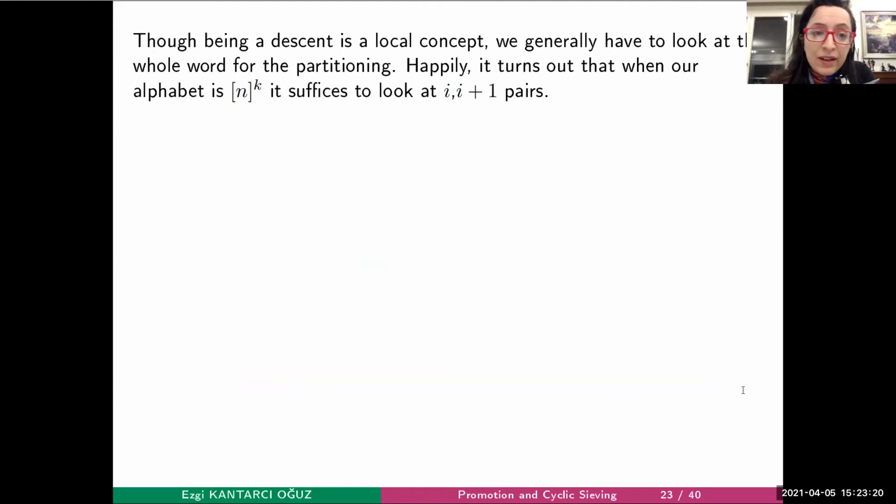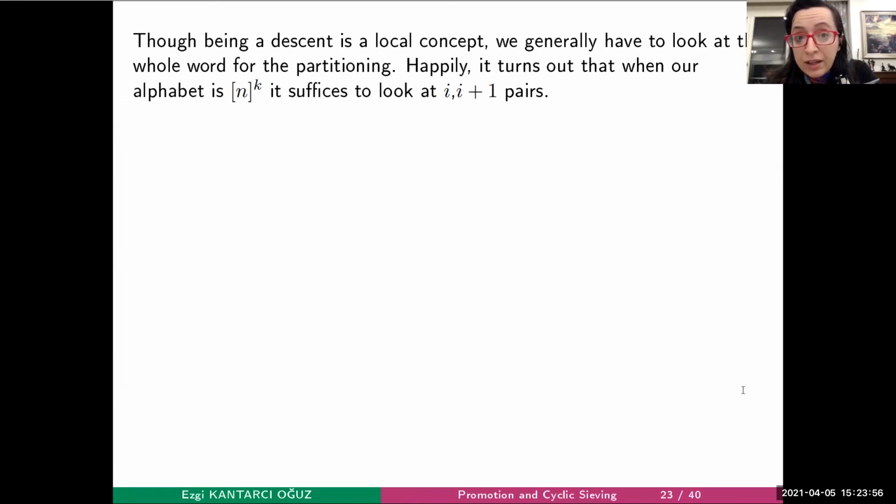Well, this is a bit hard to work with, especially when we are also going to be using promotion and we want a connection between them. And being a descent is a local concept. When you want to look at if I is a descent or not, you just check I plus 1, but we need this whole word for partitioning in general. So if you are trying to find if 1 is a descent, you cannot just look at the 2s. You have to look at the 3s and the 4s and the 5s, which makes a lot of work.